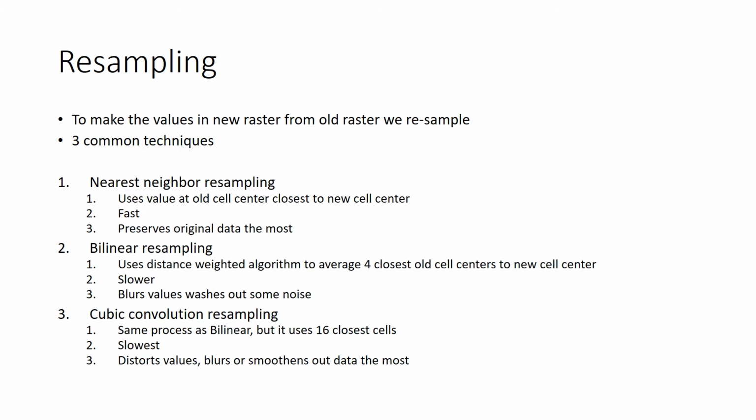Cubic convolution uses the exact same process as bilinear, except instead of 4 cells, it looks at the 16 cells. This creates data that is blurred or smooth because it's looking at this distance-weighted average across 16 cells as opposed to 4 cells, as opposed to only using the actual value of a single cell. And so nearest neighbor preserves the data set the most. Cubic convolution distorts it the most. Bilinear is somewhere in between.